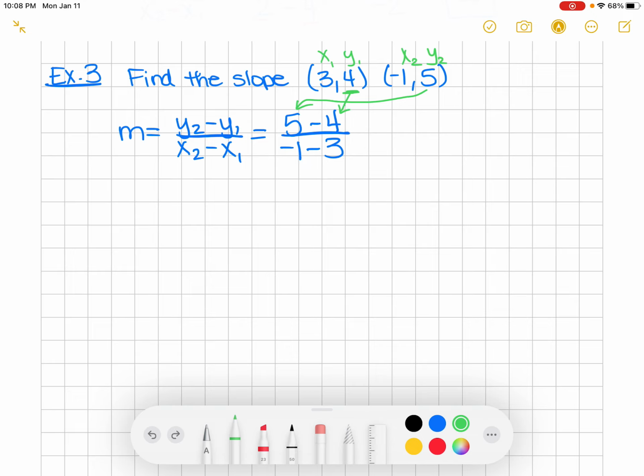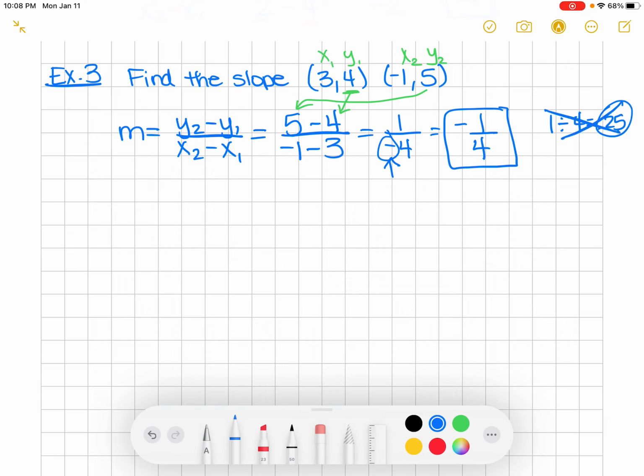Okay, so now I need to solve this. 5 minus 4 is 1, and negative 1 minus 3 is negative 4. You can leave it just like that, but I always prefer that the negative sign either goes right in front of the fraction or on the top of the fraction, because sometimes it gets lost on the bottom. So my answer for my slope is negative 1/4. Some of y'all might have put into your calculators 1 divided by 4 is 0.25. We do not use decimals in algebra. I want you to leave it as a fraction.